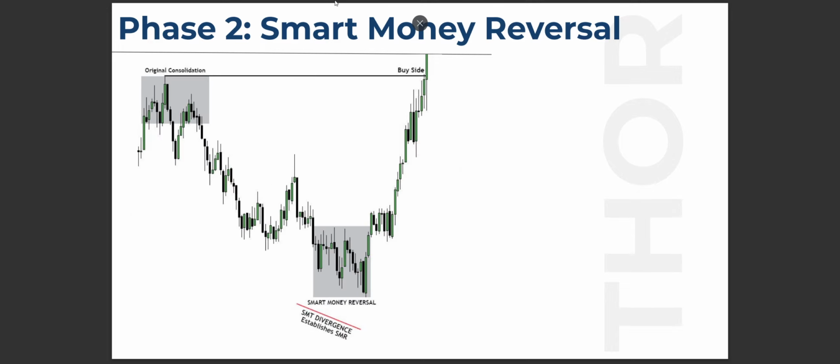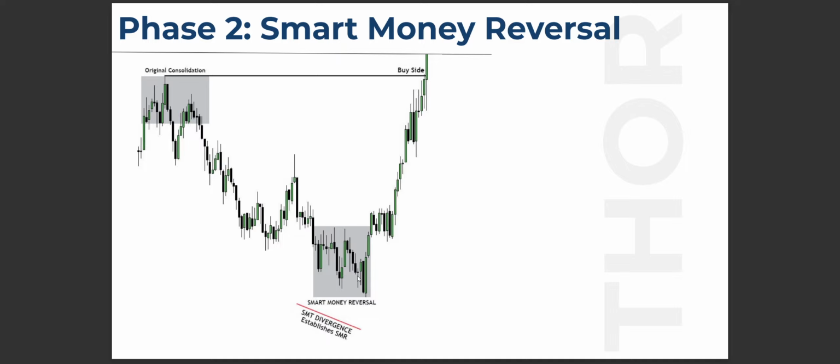Okay, let's take a look at the buy model now. Same deal. Price consolidates, expands lower at the lows of the buy model. Once it completes this expansion leg at the liquidity level, so it purchases liquidity, then it starts stalling at that level. Once it starts stalling, meaning starts accumulating, now you can wait for a smart money reversal signature. And that signature is the SMT divergence, because it establishes the smart money reversal. Without an SMT divergence, there is no smart money reversal.